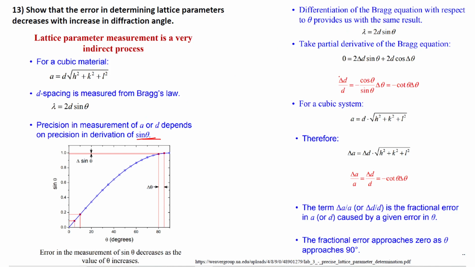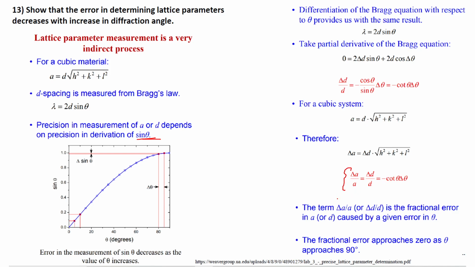So take a partial derivative of the Bragg's equation. To calculate the error, we have to take the partial differentiation. So then it will be 0 is equal to 2 delta d sine theta plus 2d cos theta delta theta. So delta d by d is equal to minus cos theta by sine theta delta theta, that is equal to minus cot theta delta theta. For a cubic system, a is equal to d into root of h square plus k square plus l square. Therefore delta a is equal to delta d into root of h square plus k square plus l square. So delta a by a is equal to delta d by d, that is equal to minus cot theta delta theta.